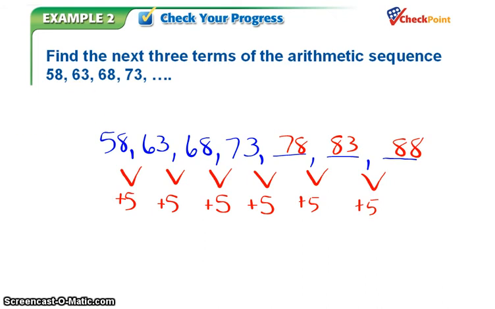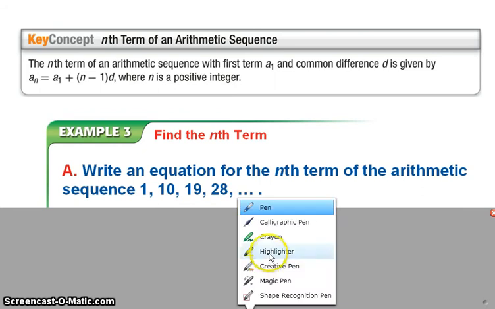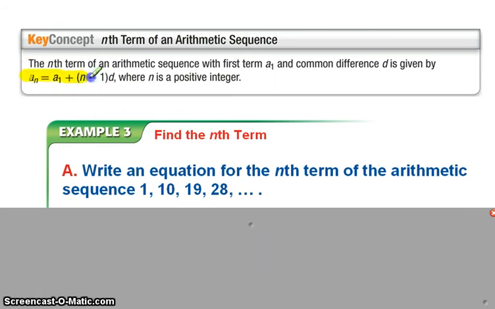All right. Now, the next logical question is, well, what if I don't want to find the next three terms? I want to find the 50th term, or I want to find the 10th term. Instead of writing out all of the terms of the sequence, we have to come up with some way, like maybe an equation, to find a certain term. And we're going to do that by using this formula right here. And this formula will help us out a lot.